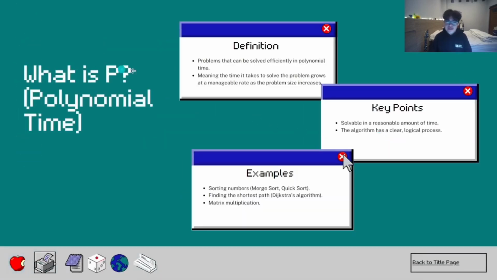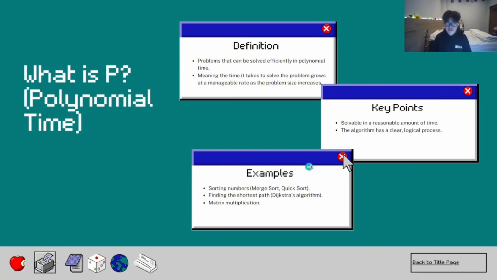So first of all, what is polynomial time? If we go to its definition, these are problems that can be solved efficiently in polynomial time, meaning that the time it takes to solve the problem grows at a manageable rate as the problem size increases. There are just two key points in polynomial time: one, the problem needs to be solvable in a reasonable amount of time, and two, the algorithm has a clear logical process and has to be deterministic. These are the key points we need to classify and understand whether a certain problem is polynomial or not.